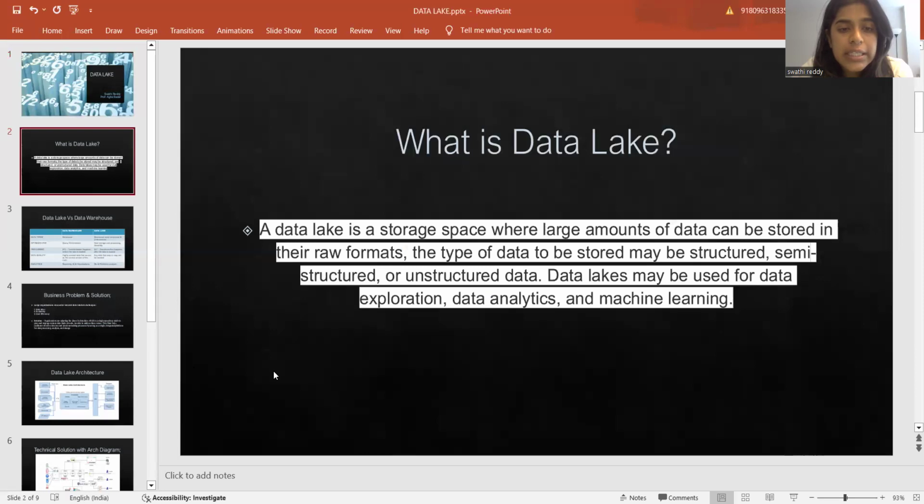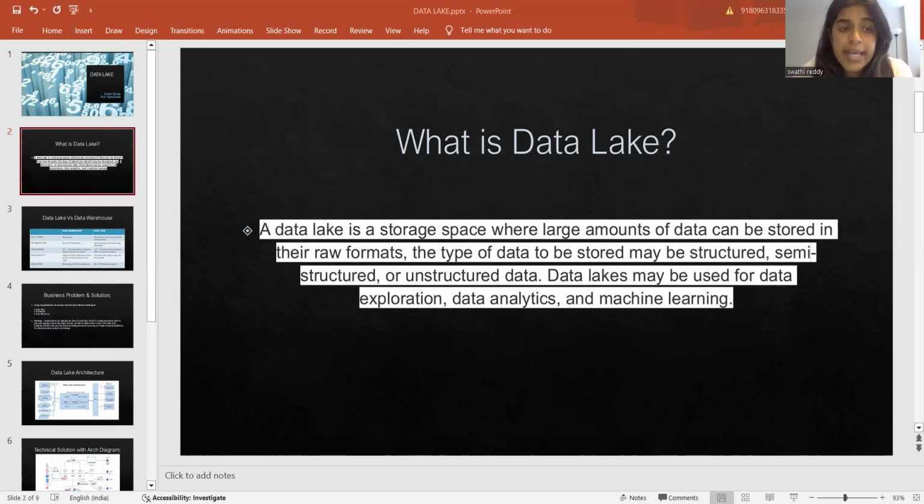First of all, a data lake is a storage space where large amounts of data can be stored in their raw formats. A data lake is basically used for all kinds of data analytics and machine learning. It has flexibility, making it easier to accommodate new data being stored and analyzed.